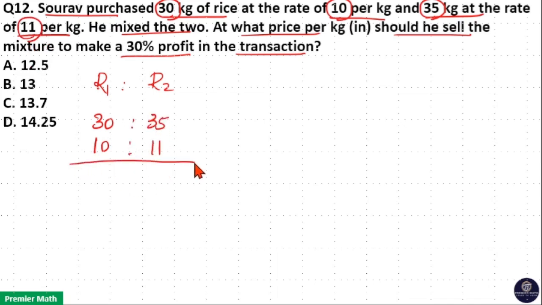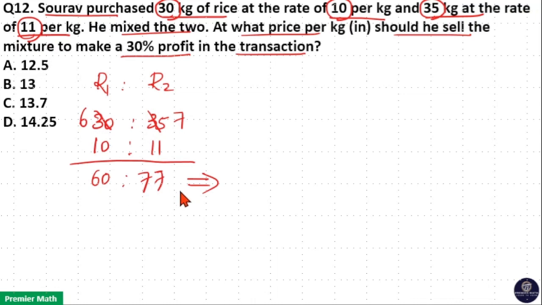Now take the ratio of prices of these two varieties. Here before taking the ratio, simplify it. 5 goes 6 times in 30, 5 goes 7 times in 35. Now 6 into 10, 60 and 11 into 7, 77. So price of these two varieties in the new mixture is 60 is to 77.